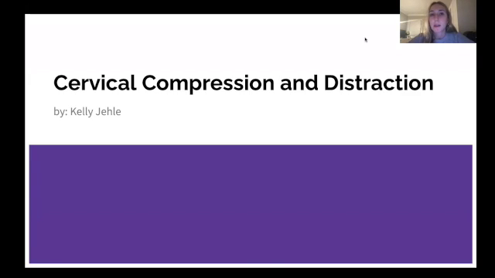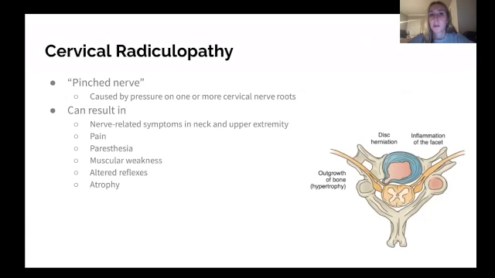I will be discussing cervical compression and cervical distraction special tests. To start, the pathology these tests indicate is cervical radiculopathy, which is a pinched nerve. This is caused by pressure on one or more of the cervical nerve roots, and this pressure can result in nerve-related symptoms in the neck and upper extremity, such as pain, paresthesia, muscular weakness, altered reflexes, and atrophy.